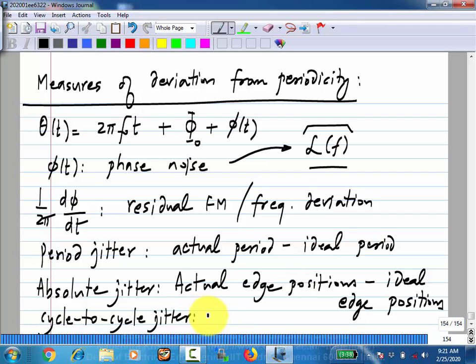The cycle to cycle jitter is basically the length of the current period minus the previous period. It's the first difference of the cycle length. Maybe this period is 1 nanosecond, the next period is 1 nanosecond plus 10 picoseconds, then the cycle to cycle jitter is 10 picoseconds. I am just giving you the definitions. These are again some things that you would know, especially from basic communications type courses, but we are revising these things.